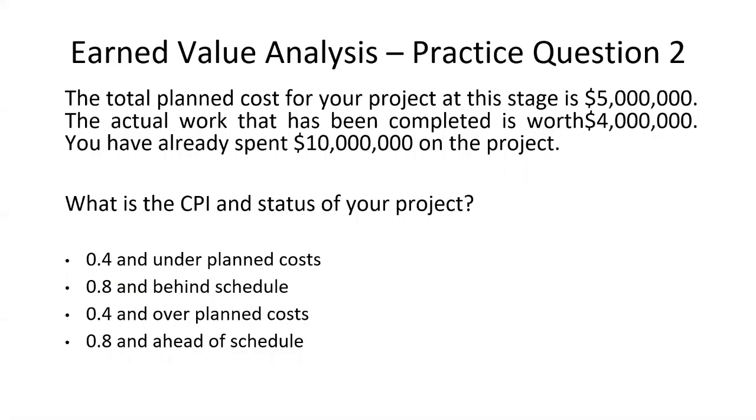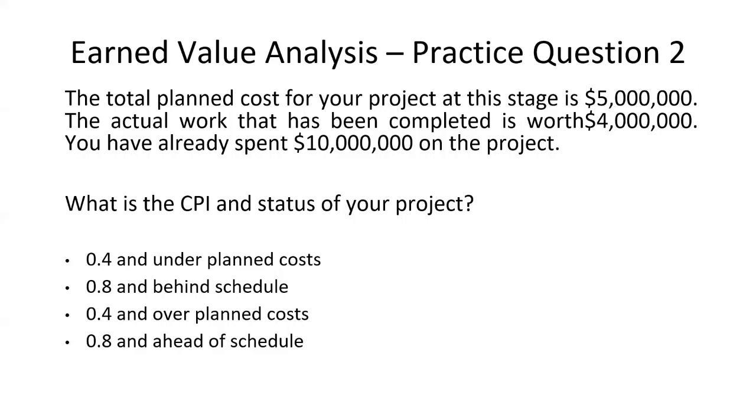Similarly, the next question, where the total planned cost for your project at this stage is $5 million. The actual work that has been completed is worth $4 million. You have already spent $10 million on the project. So let me put it in a very dumb way. The total project cost was $5 million. The amount of work that you have done is just worth $4 million. But just to complete that $4 million of work, you spent $10 million.